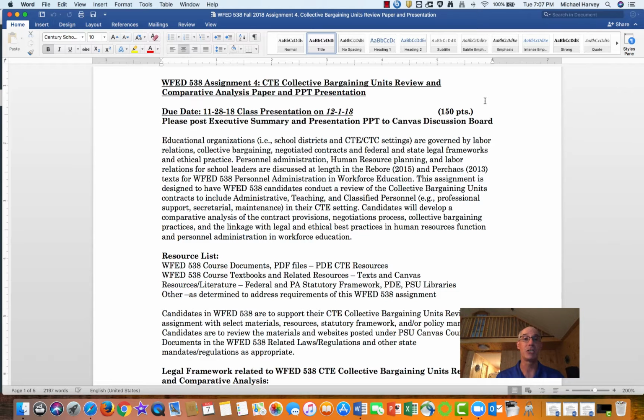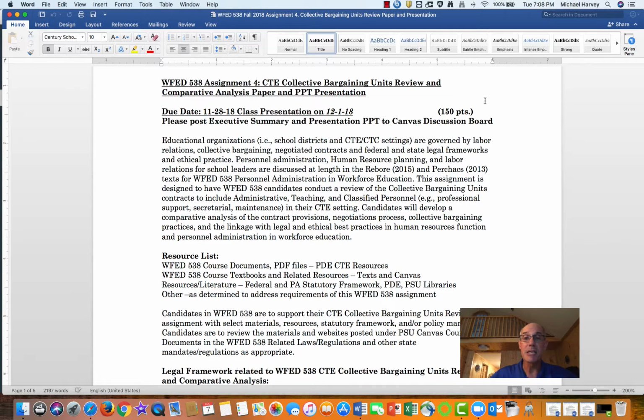and you can see the timelines on those specific assignment sheets. In this particular case, I'm asking you to take a look at the governing factors that provide an overview of labor relations, collective bargaining, negotiations, contracts, federal and state legal frameworks, and the ethical best practices of collective bargaining and the processes involved. Personnel administration, HR planning, and labor relations for school leaders are discussed at length in our textbooks for both 538 personnel administration and HR services and workforce education.